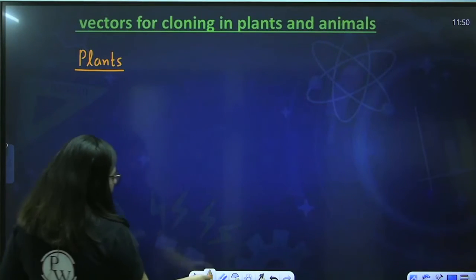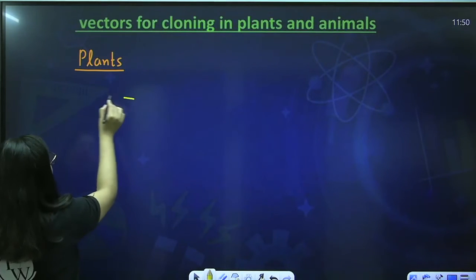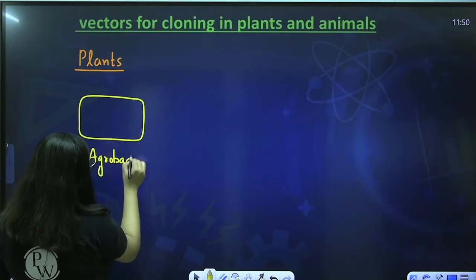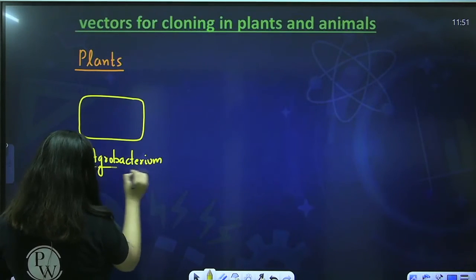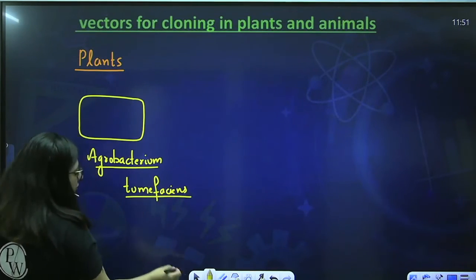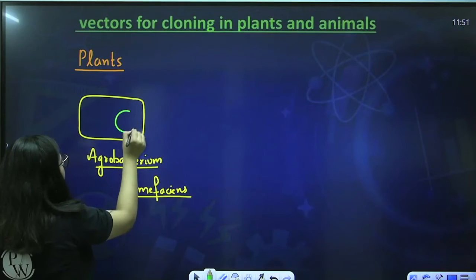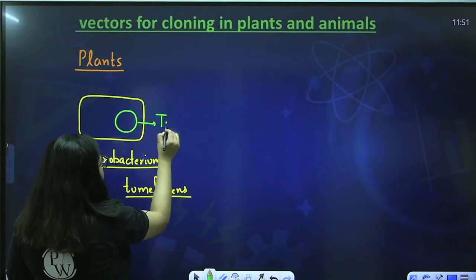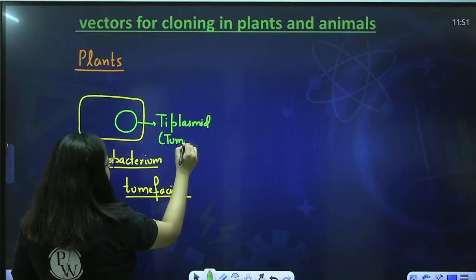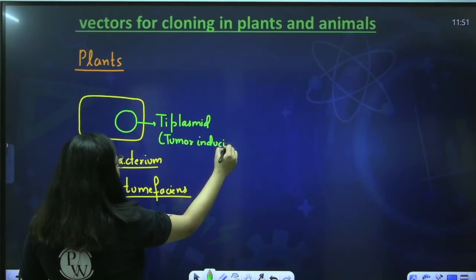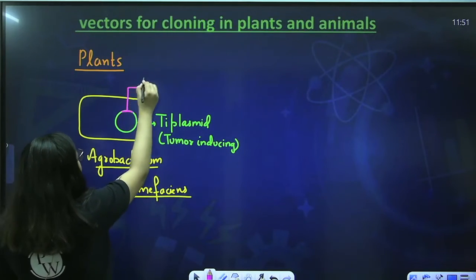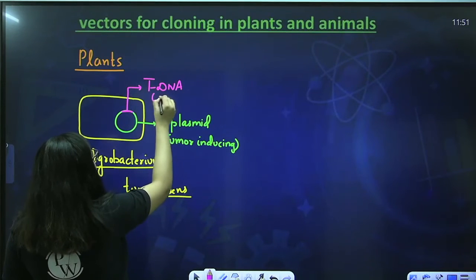In plants, what scientists saw was that there was a bacterium, and the name of the bacterium was Agrobacterium tumefaciens. It has a plasmid. The name of the plasmid was Ti plasmid. Ti stands for tumor inducing. Now this plasmid has a piece of DNA known as T-DNA. T stands for transfer DNA.